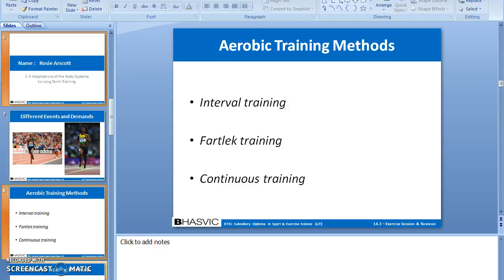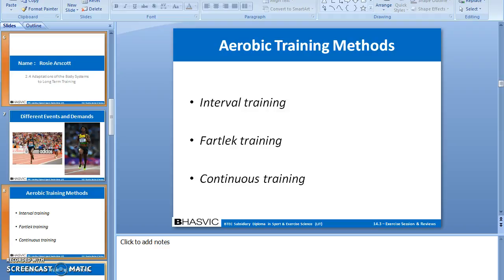Continuous training can be very simple to adapt. You can increase the distance of the run each week, how fast you aim to complete the run, or even how many times you do the run each week. Interval training is most commonly recognized as anaerobic training. However, it can be adapted to suit aerobic sports.